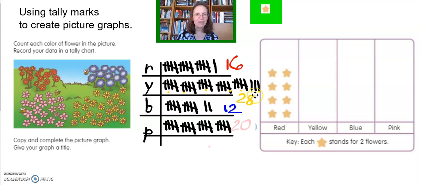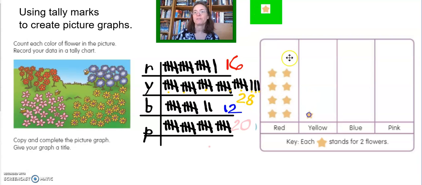What's 28 divided by 2? I think I'm going to break it into tens and ones. 20 divided by 2 is 10, because 10 times 2 is 20. And 8 divided by 2 is 4, because 4 times 2 is 8. So if I take that 10 and that 4 and put them together, I get 14.